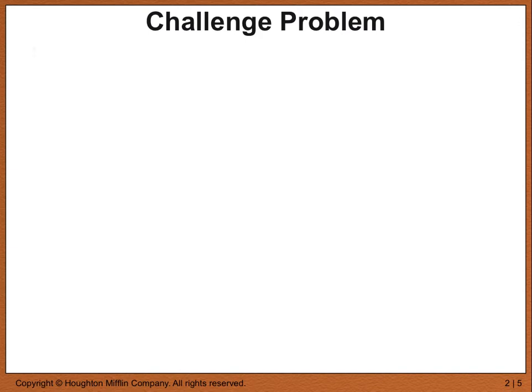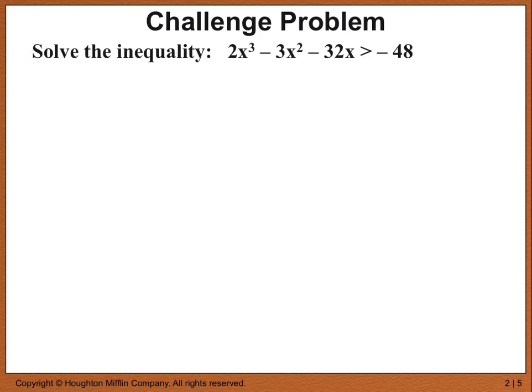Alright, this is the problem. Solve the inequality 2x cubed minus 3x squared minus 32x is greater than negative 48. Now, technically, this wouldn't even be a quadratic inequality. You could call it a cubic inequality, but the method of solving is really going to be similar.